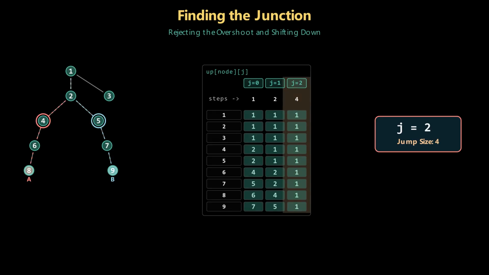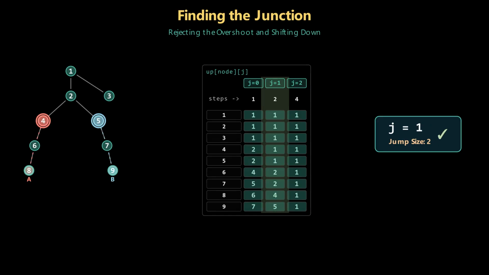Since they match, the algorithm rejects the jump and shrinks the leap window, stepping down to index 1, a jump size of 2. Testing this 2-step leap, we see the nodes land on completely different ancestors. This is a valid boundary step, so both cursors execute the jump together, leaping closer to the target.